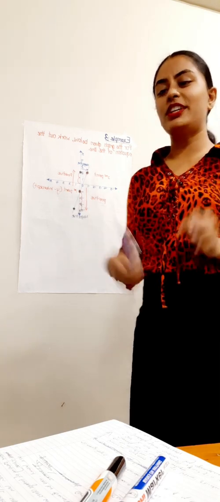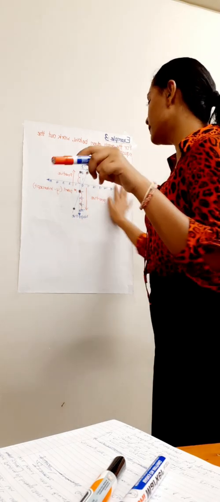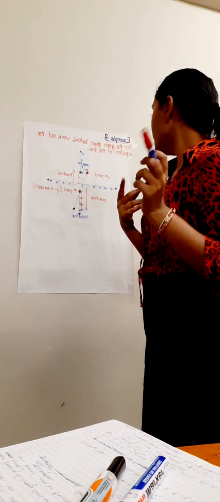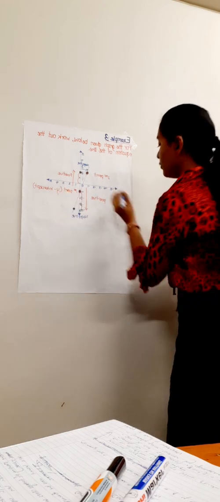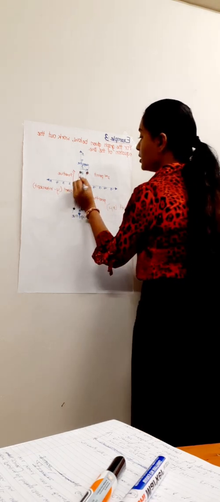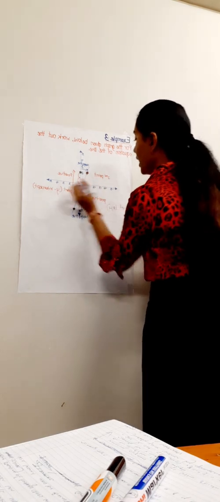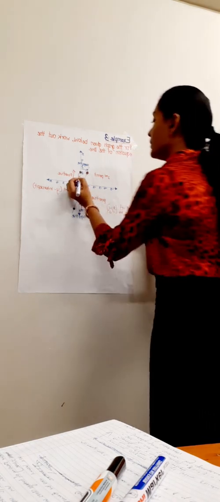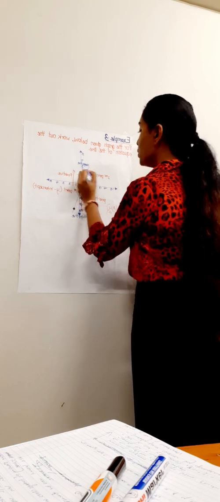So I hope you have done your questions. Now I'll explain this question on the board. You can just cross-check your answers with mine, right? So first of all, you have to identify the intercepts. Your y-intercept is (0, -1), right? And your x-intercept is (-1, 2), right?